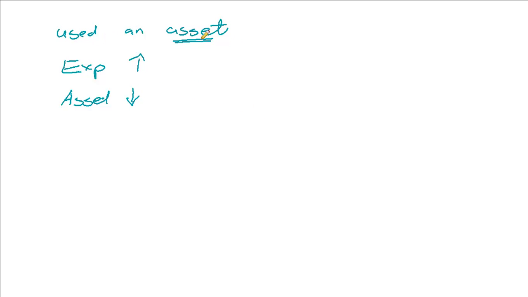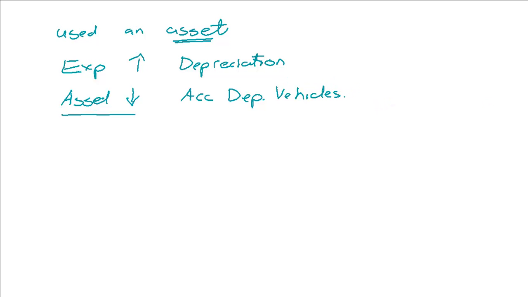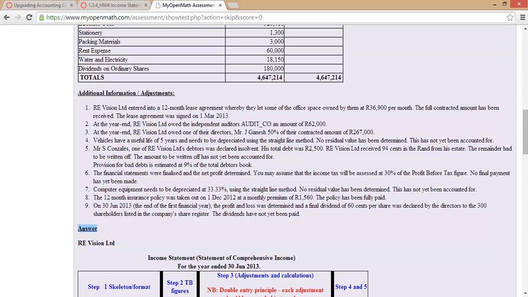Now whenever we use a fixed asset, as in this case we're using vehicles, that is going to be referred to as depreciation. And you'll remember the way that we're going to decrease the value of the asset is not to directly record it against vehicles, but we're going to use an account called accumulated depreciation, specifically vehicles. Let's quickly calculate the amount.